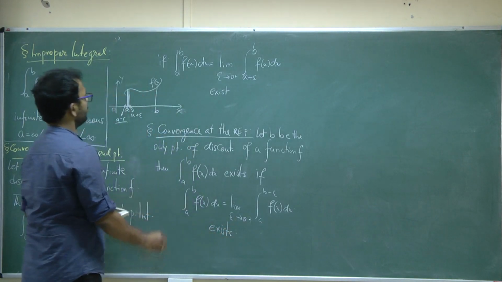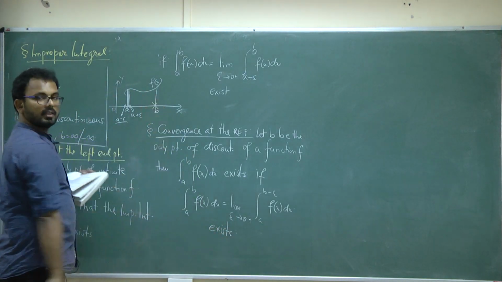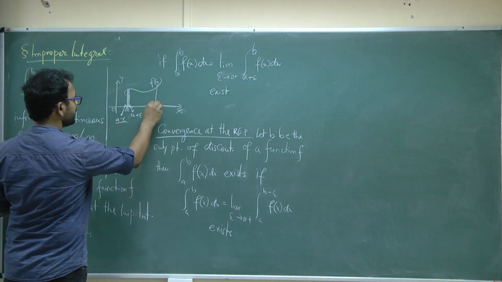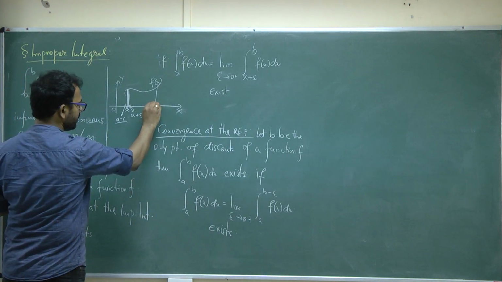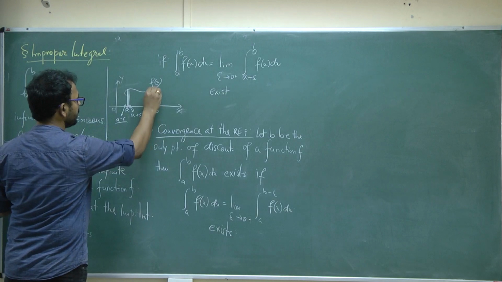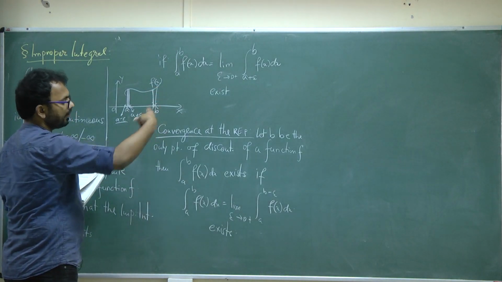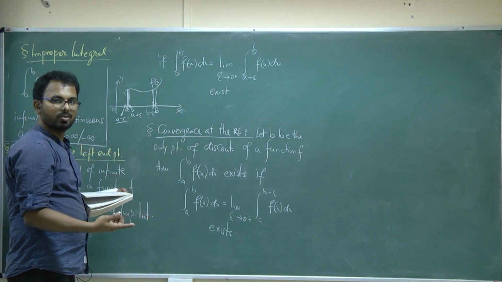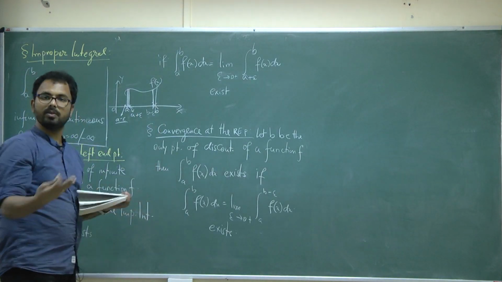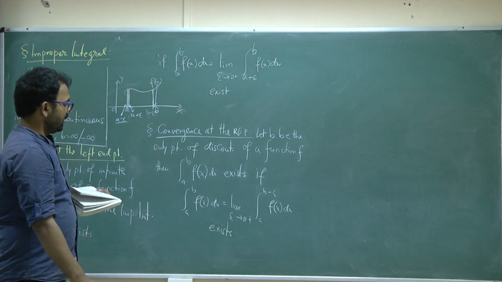That means, suppose the discontinuity is at this point, then what we are doing is subtracting a little bit of epsilon, so that we are here. So, we again avoided the point of discontinuity, and then we evaluate the integral here, and afterwards we pass the limit, epsilon goes to 0 positive, and whatever the value is, that will be the value of the integral, alright.